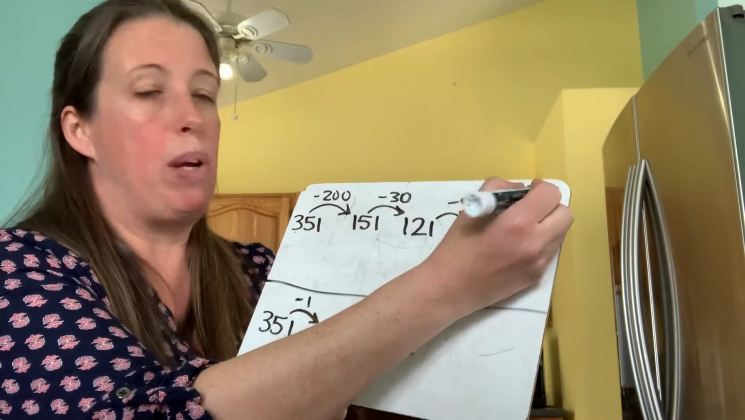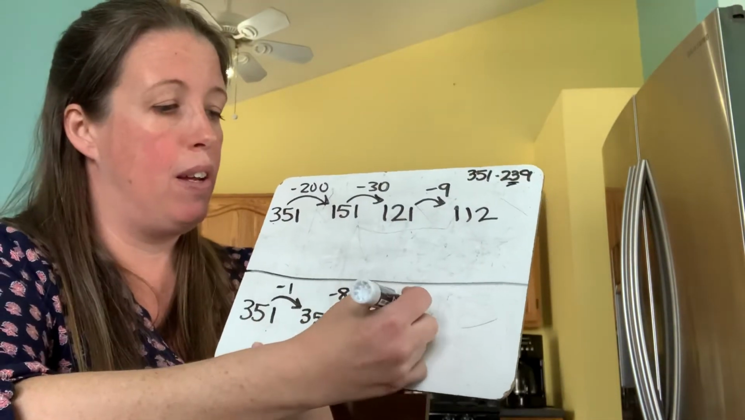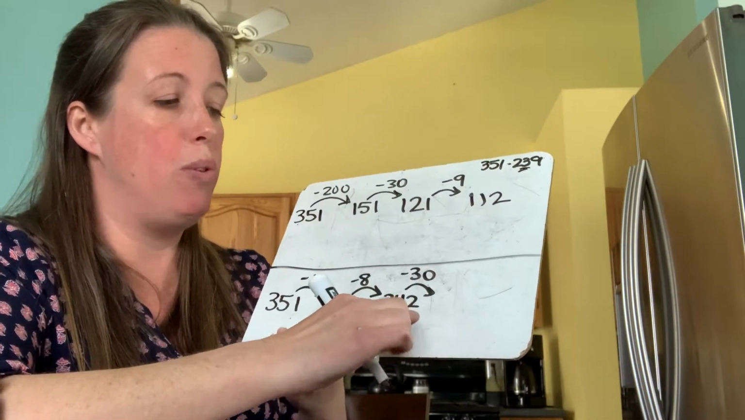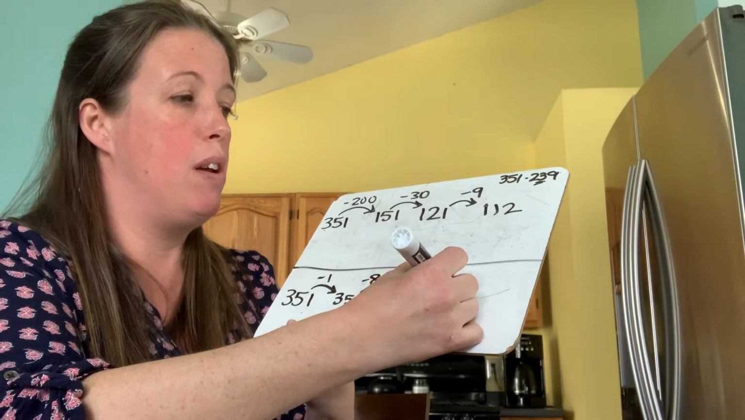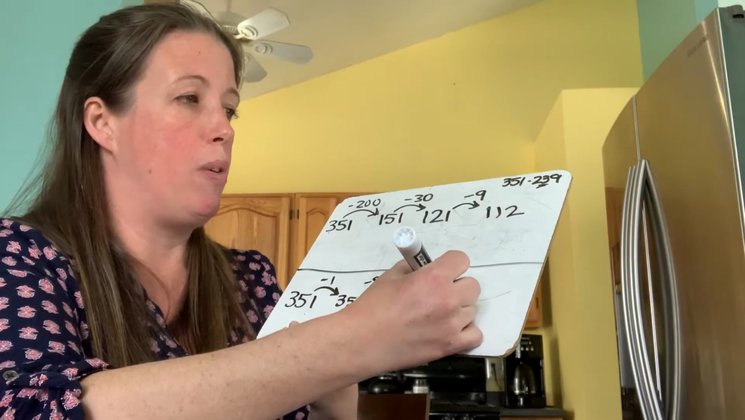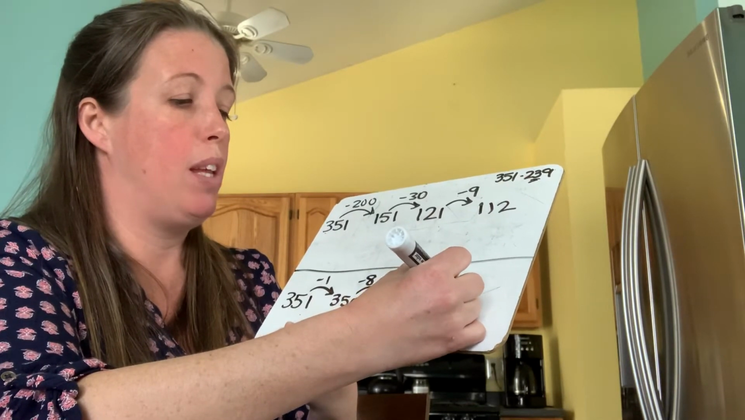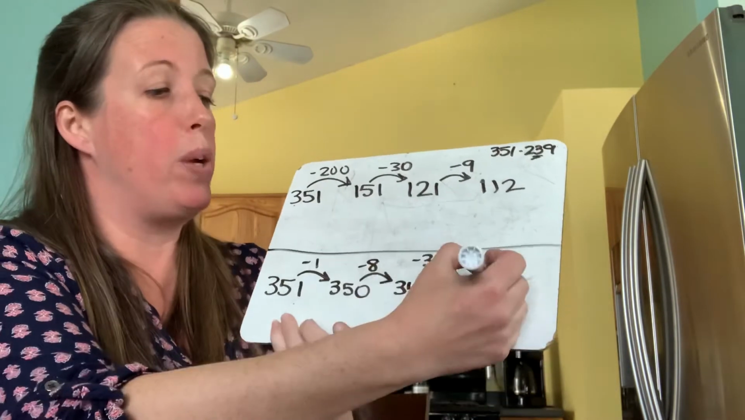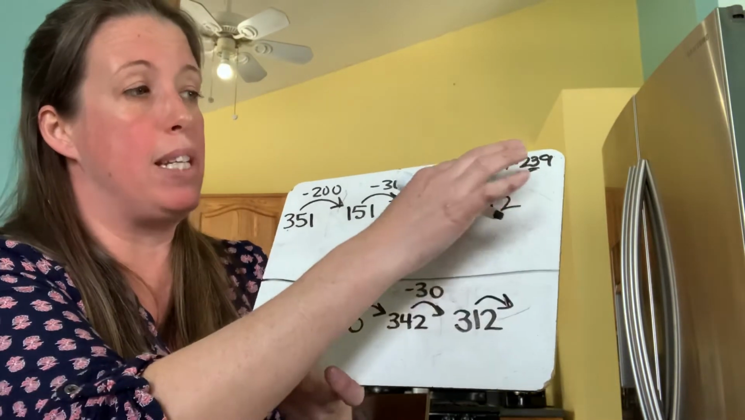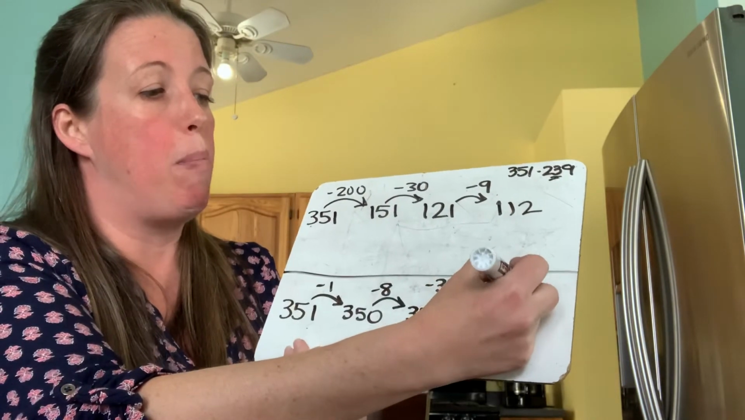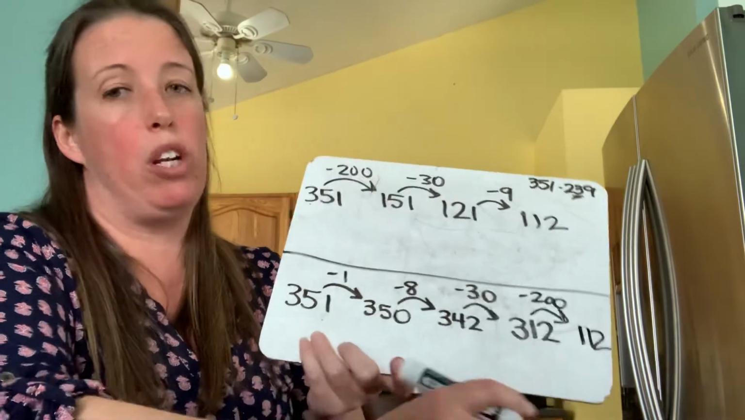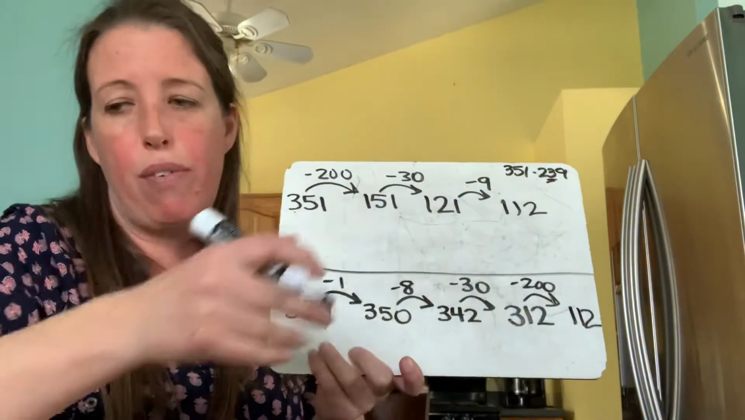Now I'm going to take away my 10s. Minus 30. 342 minus 30 is 312. Then 312. Now I need to take away my hundreds. Minus 200 will leave me with 112. So there's many different variations.